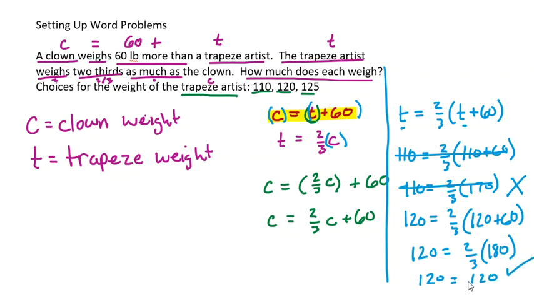It came out equal. And by rights, I should probably check the 125 as well and just verify that that one does not work, which it doesn't. So the 110 doesn't work in this formula I constructed, and the 125 does not work, but the 120 does work. So the trapeze artist must weigh 120. T equals 120 pounds. We're talking about pounds. And then the clown weighs 60 pounds more. So the clown must weigh 180 pounds.